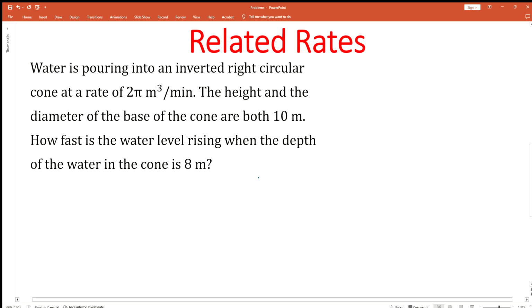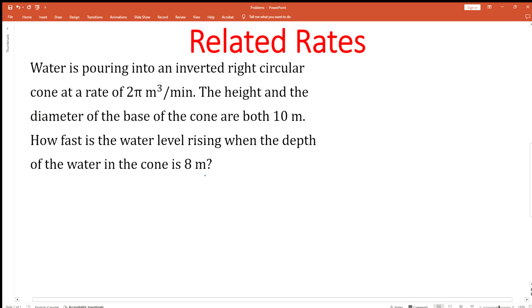In this video, we'll solve this related rates word problem. As per the problem, water is pouring into an inverted right circular cone at a rate of 2π m³ per minute. The height and the diameter of the base of the cone are both 10 meters. How fast is the water level rising when the depth of the water in the cone is 8 meters?